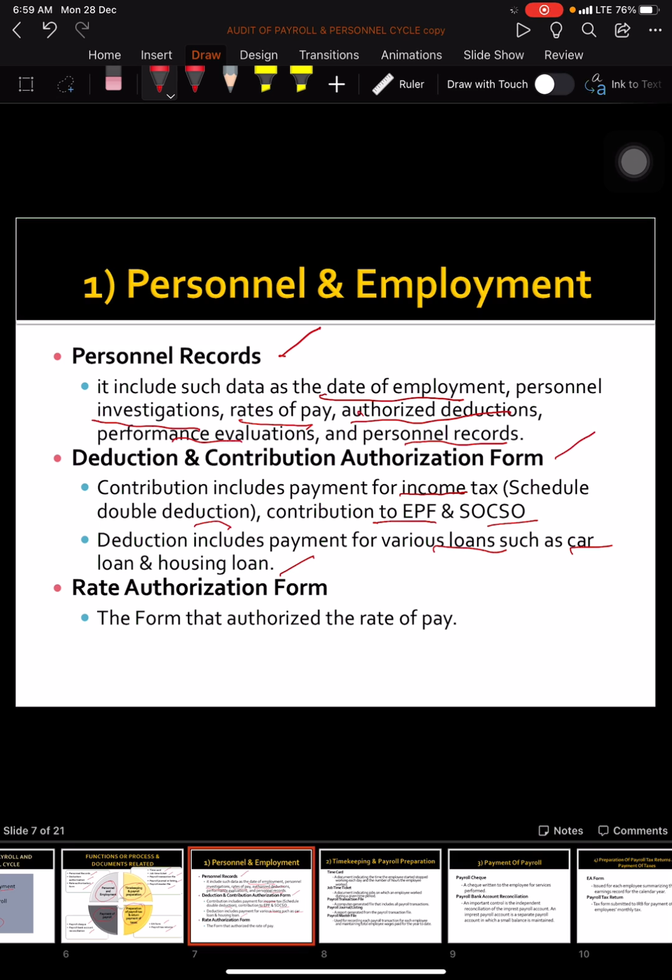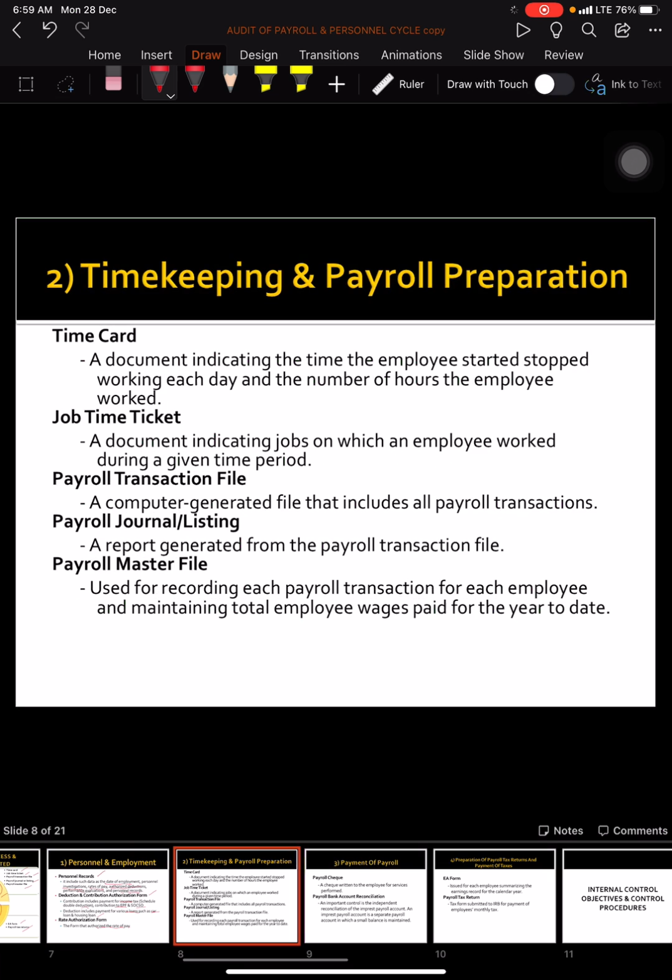All right, the rate authorization form is the form that authorizes the rate of pay. This one also we have to look at in detail. And then timekeeping, starting from how they record the working hours and so on. Maybe you have to refer to the time card. So what is a time card? It indicates the time the employees started and then stopped work each day and the number of hours the employee worked. So we have to see, if the company states that employees have to work 8 hours a day, whether it is actually recorded as 8 hours.